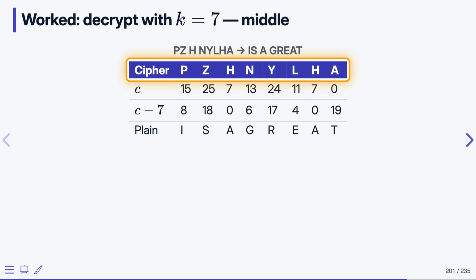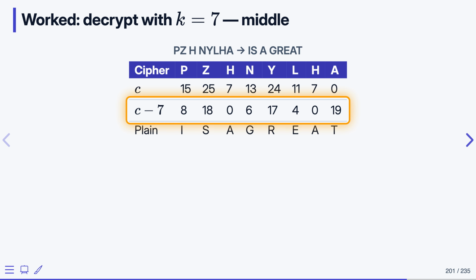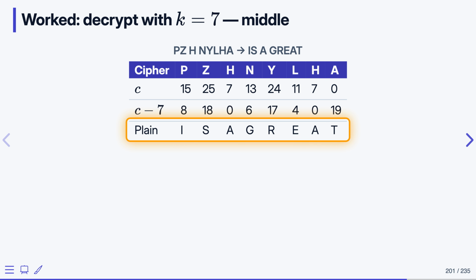Now the middle of the message. PZ, then H, then NYLH. As numbers, 15, 25, 7, 13, 24, 11, 7, 0. Subtract 7 from each one. 15 gives 8, 25 gives 18, 7 gives 0, and 0 minus 7 wraps around to 19. As letters, we get is a great.